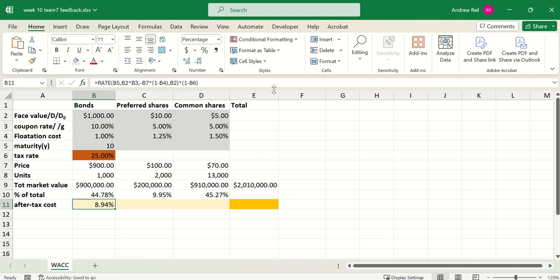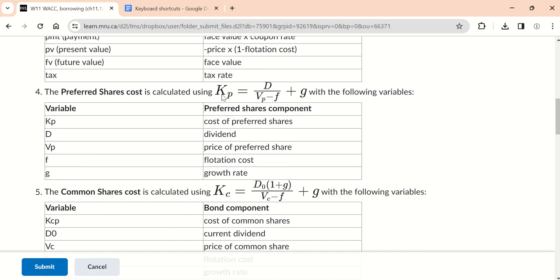Now preferred shares, it's a different formula. So the cost of preferred shares is the dividend divided by the value or the price of the preferred shares minus the flotation cost. And again, these prices are in dollars, flotation is a percentage. We're going to have to do the same thing, multiplied by 1 minus flotation cost, and then plus the growth.